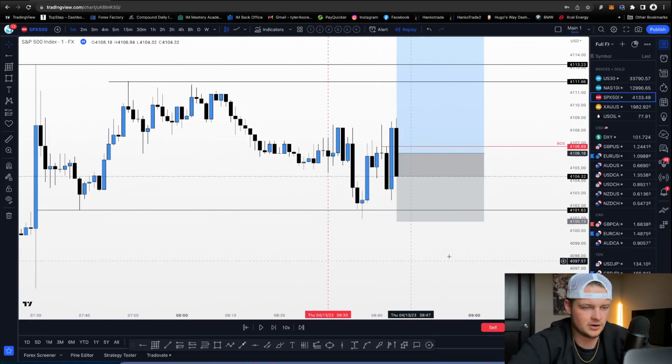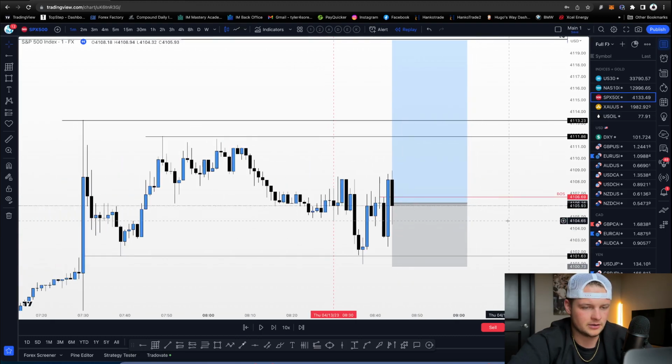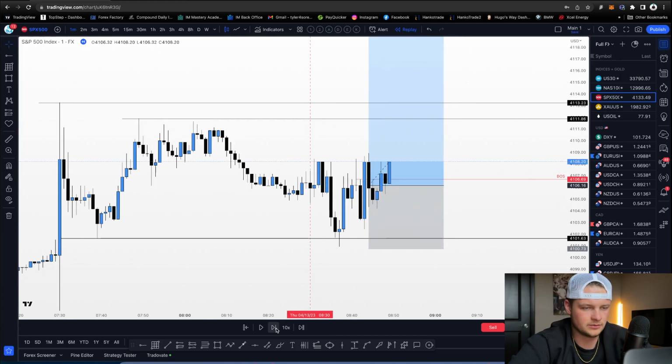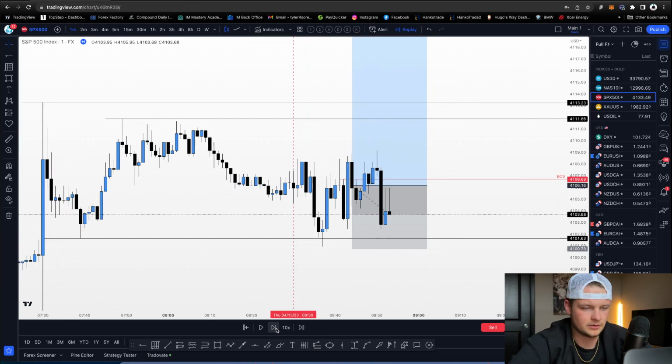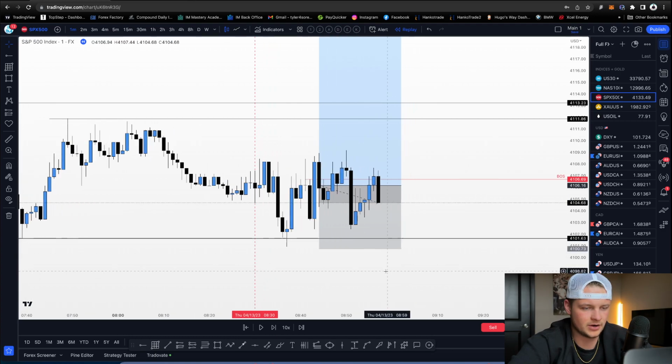So boom, playing this out. Price pulls back. Great. Picks up our entry at that order block. And now let's see what we get. Price chopping around. Coming up on our macro. We're actually inside that macro of time right now. So let's just see here.